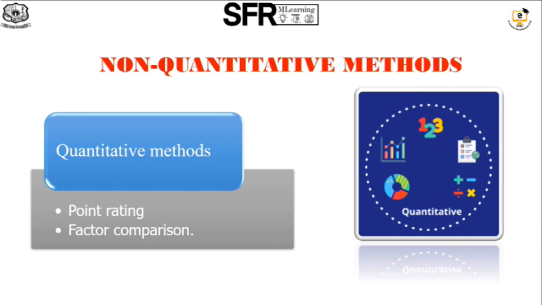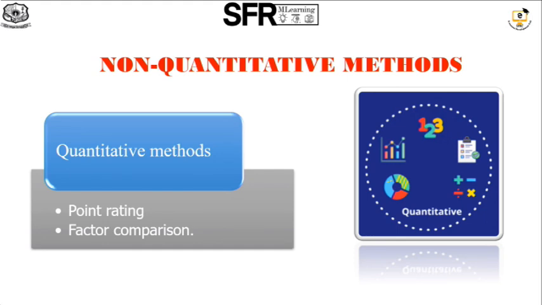Last step, assign money values. Once the worth of a job in terms of total points is known, these are converted to money values keeping in view the prevailing wage rates. A standard unit of money may be assigned to each point so as to convert the scores into monetary values.